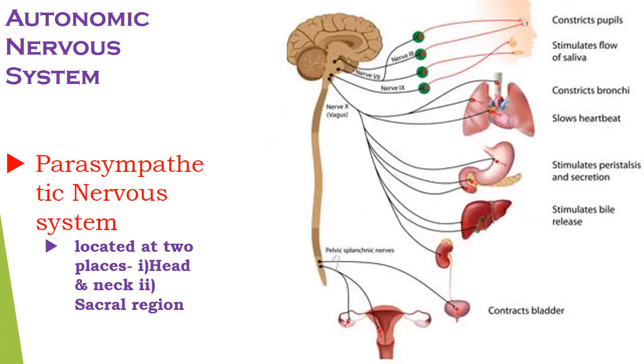Parasympathetic nervous system is located at two places, that is between head and neck, and the other is the sacral region. The nerves from the head and neck region will constrict the pupil, stimulate the flow of saliva, constrict the bronchi, slow the heartbeat, stimulate the peristalsis and secretion, stimulate the bile secretion, and contract the bladder. Now if you see, exactly they are doing opposite functions.